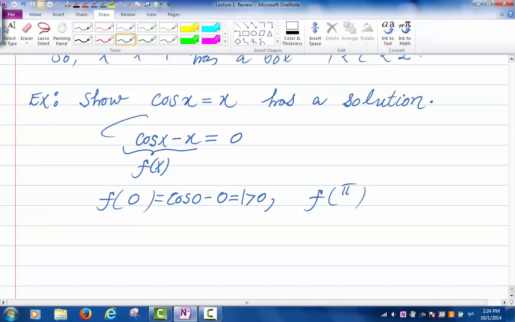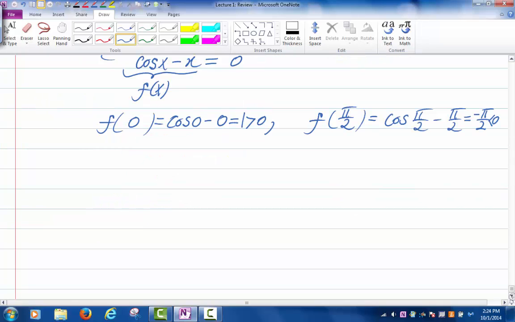Good, very good. So pi over 2, I get cosine pi over 2 minus pi over 2, which is the same as cosine of 90 degrees, which is 0. So this is negative pi over 2, which is less than 0. So what we have obtained is that f of 0 is positive, and f of pi over 2 is negative.